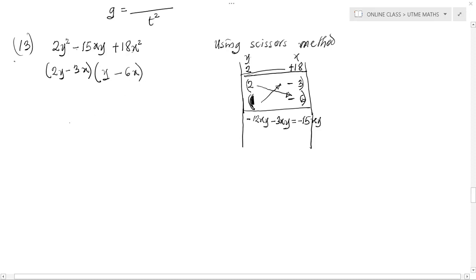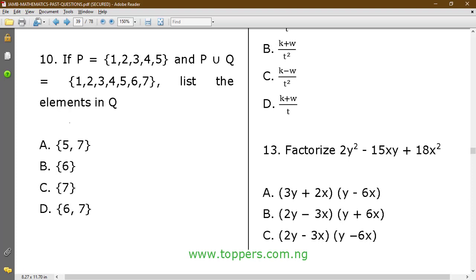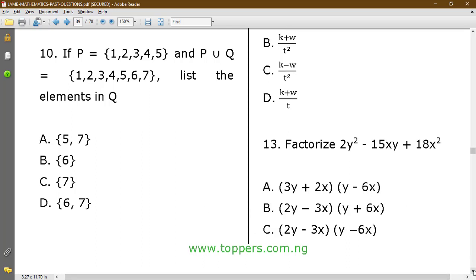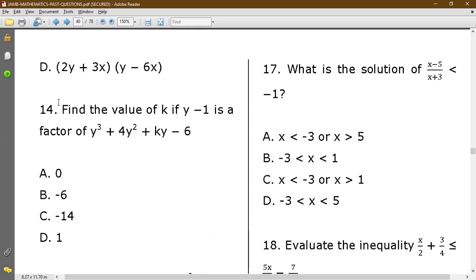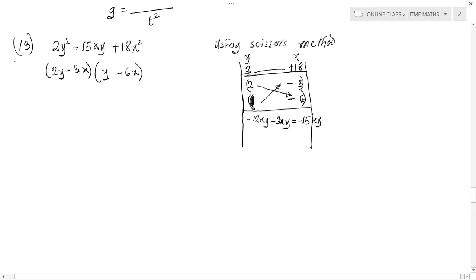So let's check our options to see what is obtainable. So that is C. You can see it. C is the answer here. That is C in this case. C is the answer in this case. So we have C as the final answer.